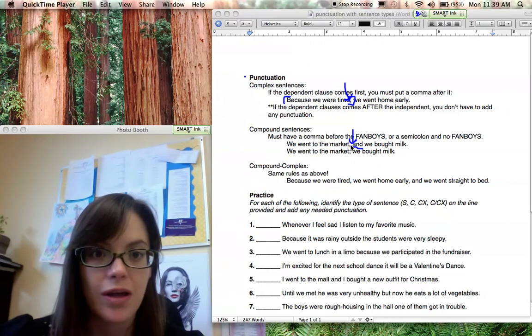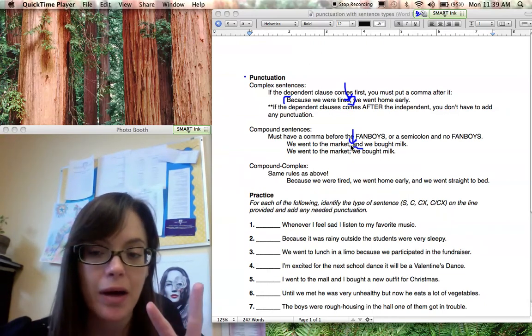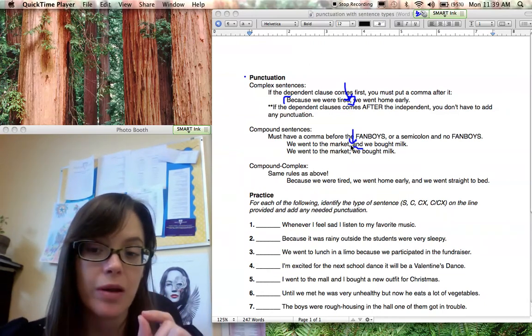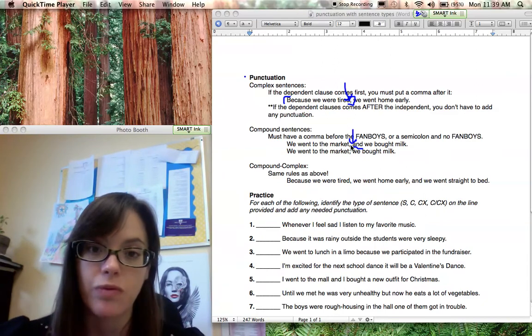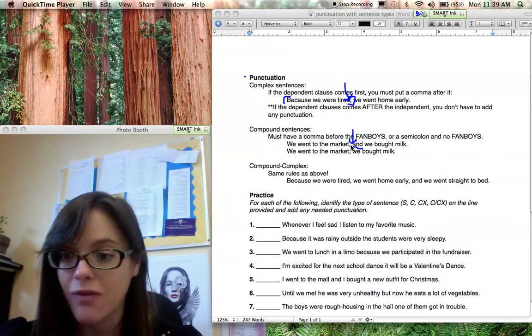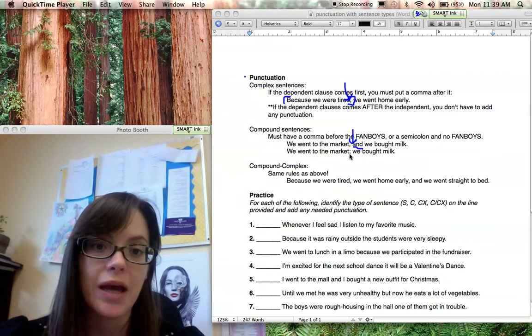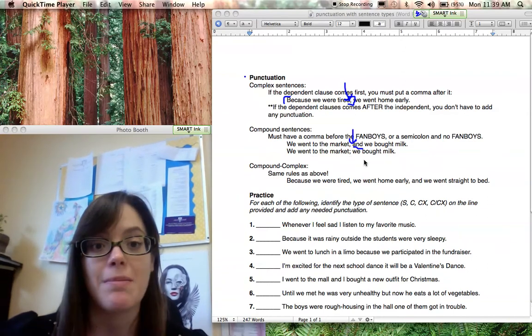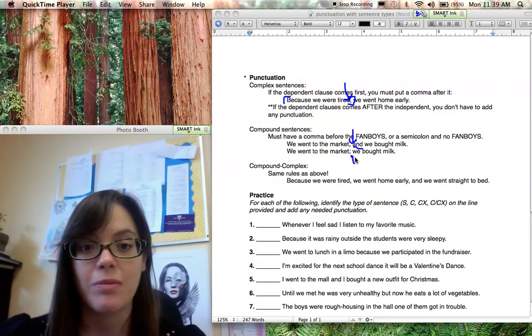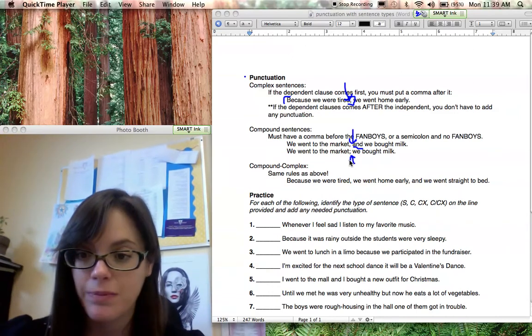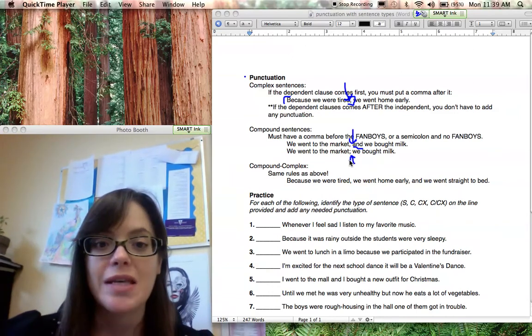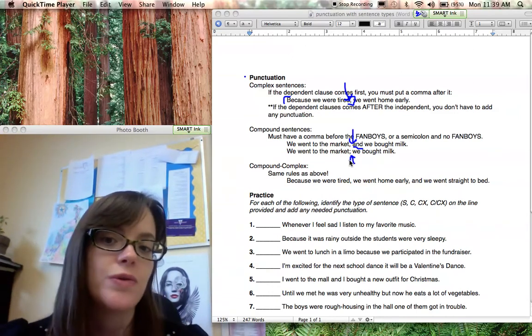So if we combine two independent clauses using one of those fanboys words, we have to put a comma before it. Now, if I don't use a fanboys: we went to the market; we bought milk. If I don't have a fanboys, I just put a semicolon in. Now, if it's compound complex, you just follow those same rules.